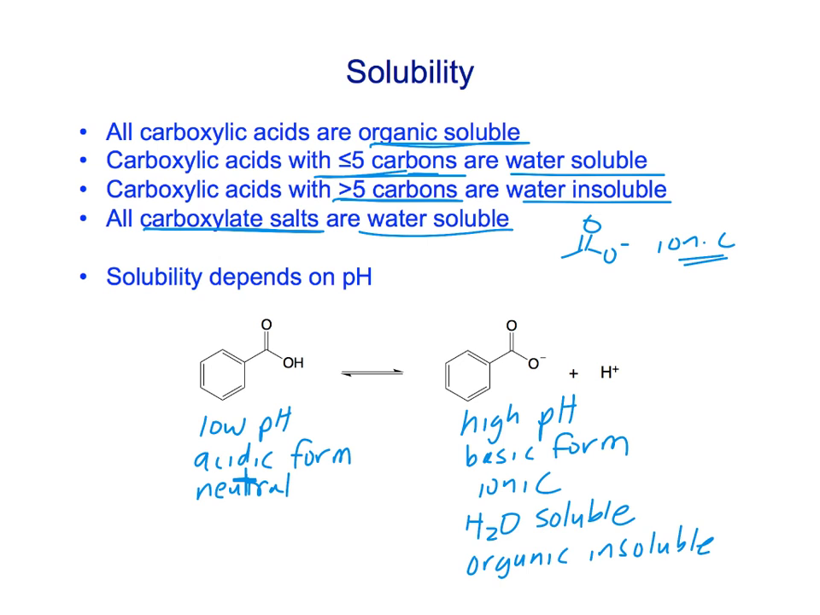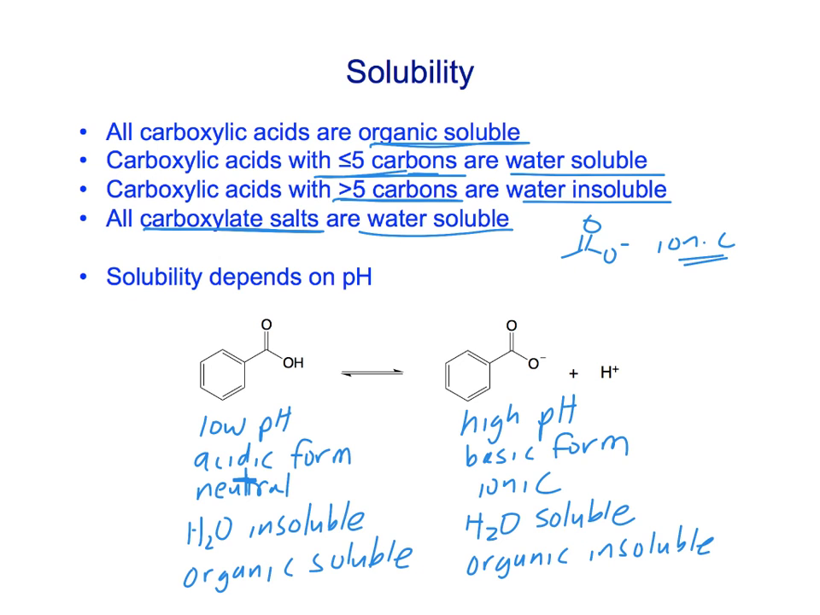All right. If we look at the carboxylic acid form, the acidic form, it's neutral. So this is going to be water insoluble, but it's going to be organic soluble. All right, so the solubility changes between organic and water depending upon whether that carboxylic acid is protonated or deprotonated. Okay, so we just have to adjust the pH to change its solubility characteristics.